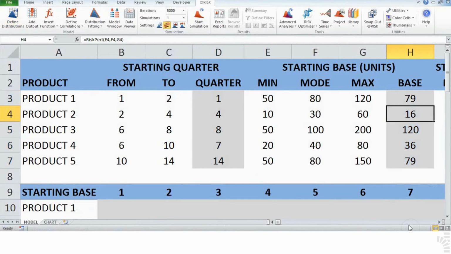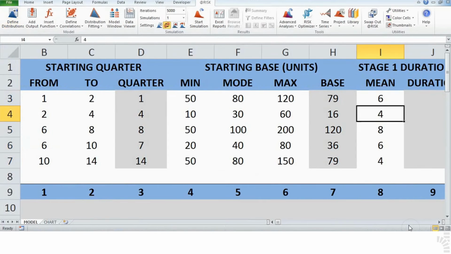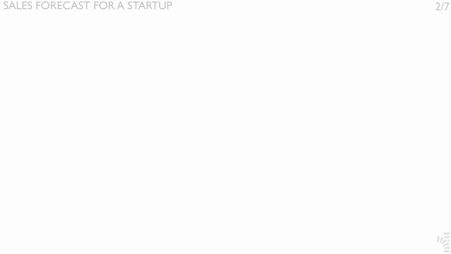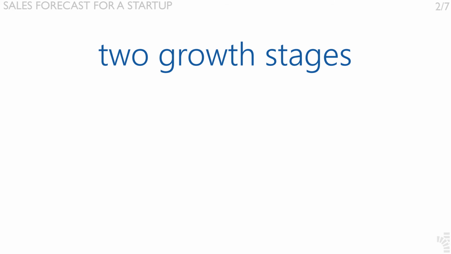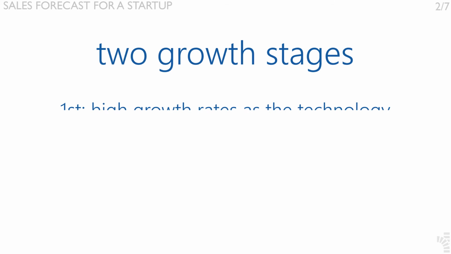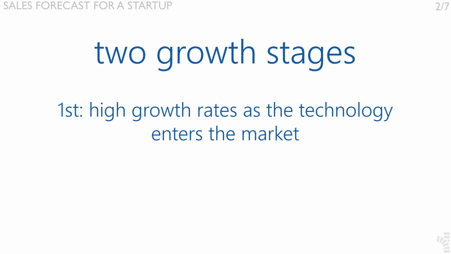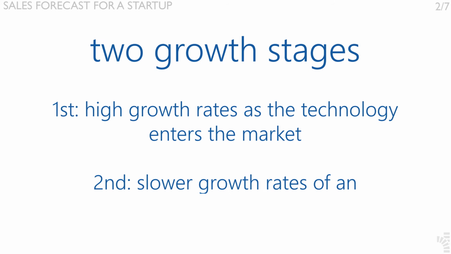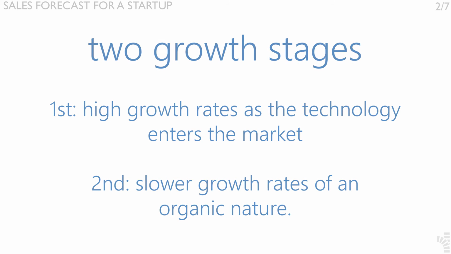Based on experts' opinion, the duration, in quarters, for stage 1 has been laid out in the following table. This means that the expert considers, for example, for Product 1, that its first growth stage will last an average of 6 quarters. Remember that this model considers 2 growth stages for each product. The first one is characterized by high growth rates as the technology enters the market and innovation is accepted. The second stage features slower growth rates of an organic nature.